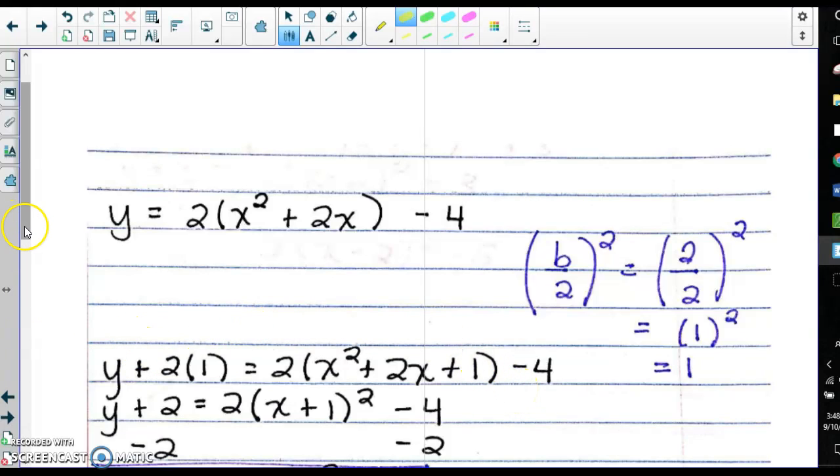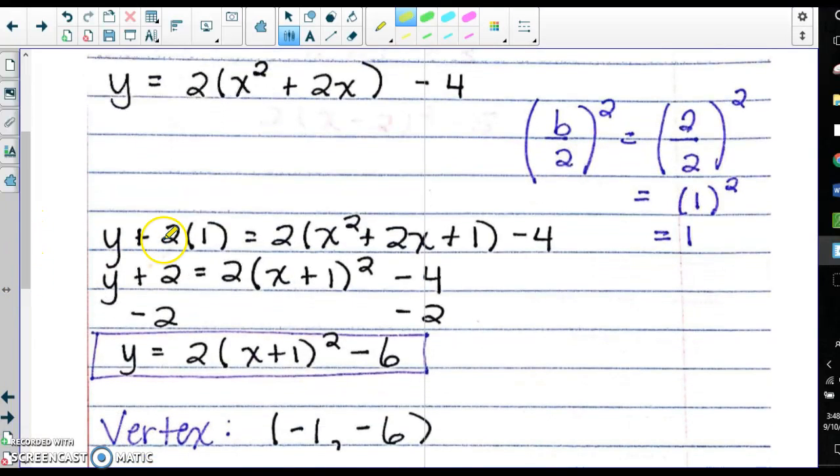Don't forget to put back in the leading coefficient because you factored it out. So we have y plus 2 times 1, that comes from the leading coefficient, equals 2 times x squared plus 2x plus 1, and then you have the minus 4 off to the side. Next, you have to write as a binomial squared. So you have y plus 2 equals 2 times x plus 1 squared minus 4, and then solve for y. So you subtract 2 from both sides, and you get y equals 2 times x plus 1 squared minus 6.